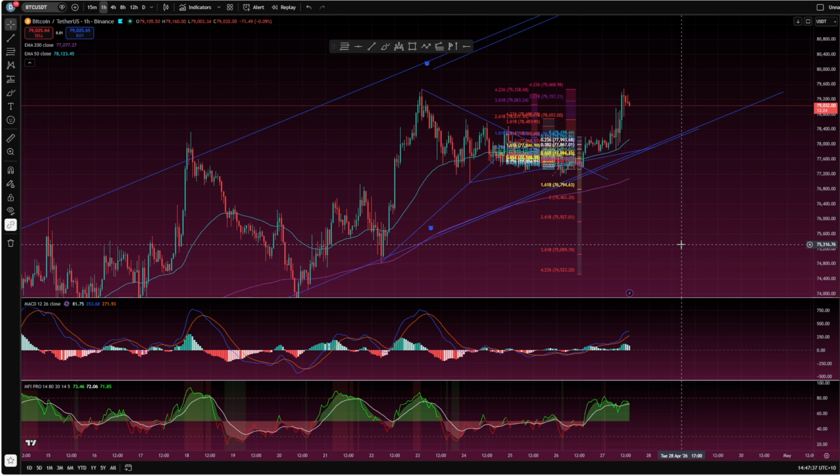I'll be doing my favorite things. I like to keep it very simple, so trend lines and the Fibonacci retracements are the main things that I use. I do have a couple of indicators down the bottom, but you never really rely on indicators. They're just there to give extra levels of confirmation.